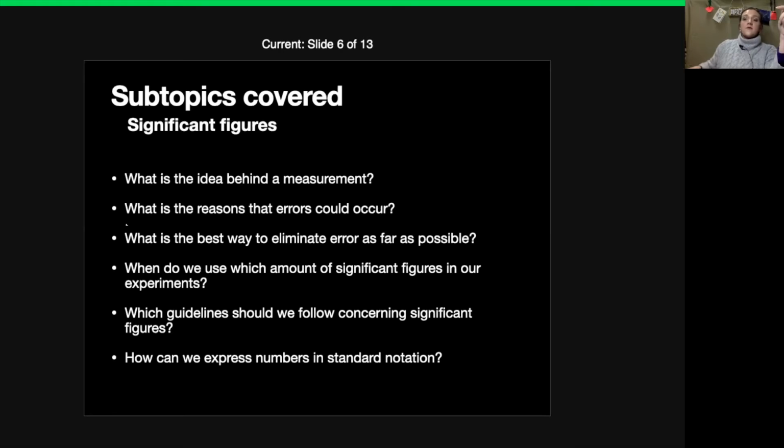So errors occur because people are negligent, or they don't understand their instruments, or they are not familiar with their instruments. So therefore, it's very important to do some research before you start quantifying your experiments in physics. Next one, what is the best way to eliminate error as far as possible? Firstly, it's to do some training on your implements or your tools that you will be using during your experiment.